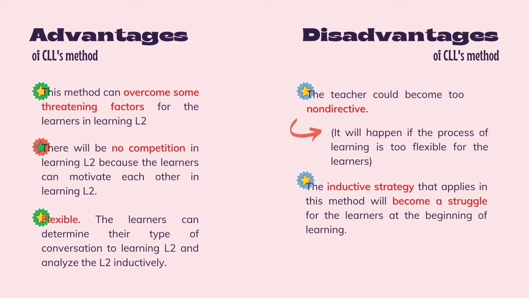The teacher could become too non-directive, and it will happen if the process of learning is too flexible for the learners. And the second one is that the inductive strategy applied in this method will become a struggle for the learners at the beginning of learning. Therefore, more directed and deductive learning could be applied, especially at the initial stage of learning. So, the learners won't struggle in learning the second language.